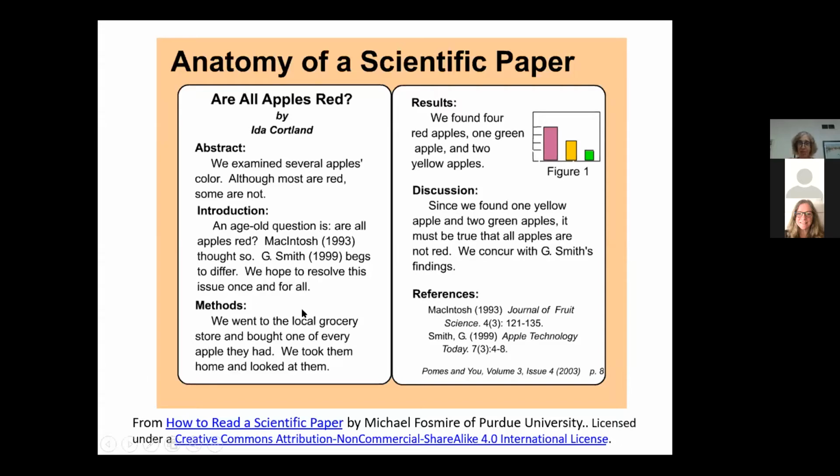The method: "We went to the local grocery store and bought one of every apple they had. We took them home and we looked at them." Here are the results: "We found 4 red apples, 1 green apple, and 2 yellow apples." The discussion, summarizing the results, drawing the conclusion: "Since we found 1 yellow apple and 2 green apples, it must be true that all apples are not red. We concur with G. Smith's finding." And then here are the references. So it's a silly example, but I think it illustrates the sections of a paper.